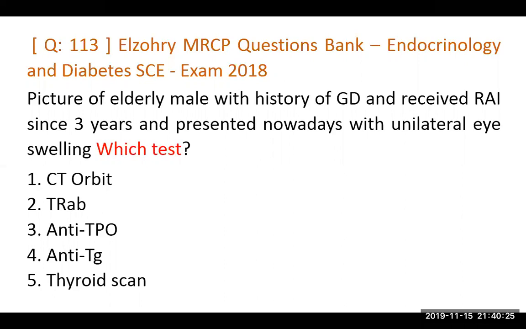But sir, Graves' ophthalmopathy can also present with unilateral eye swelling. Yes, but it is in about 10%, not very common. But at least the most important finding of the CT orbit is to exclude another organic lesion which compresses the eye globe outward and so on.